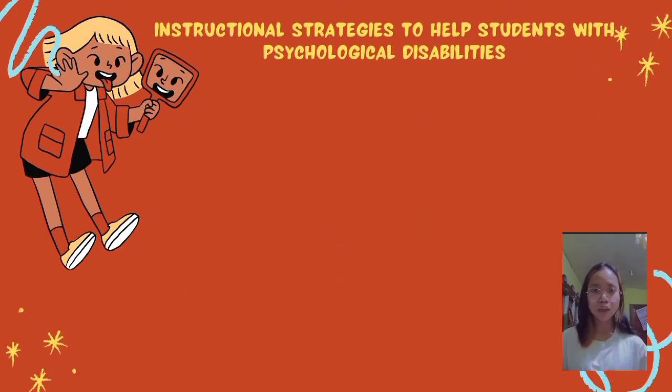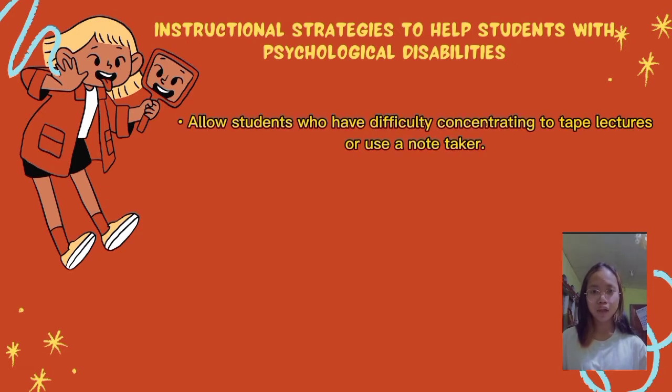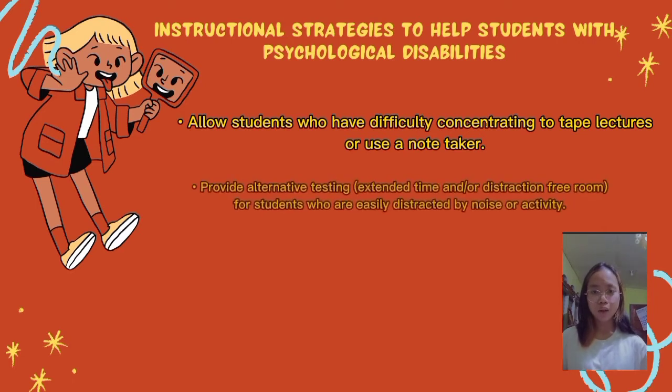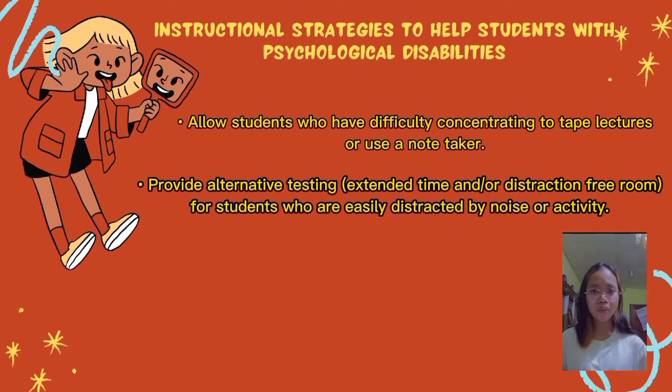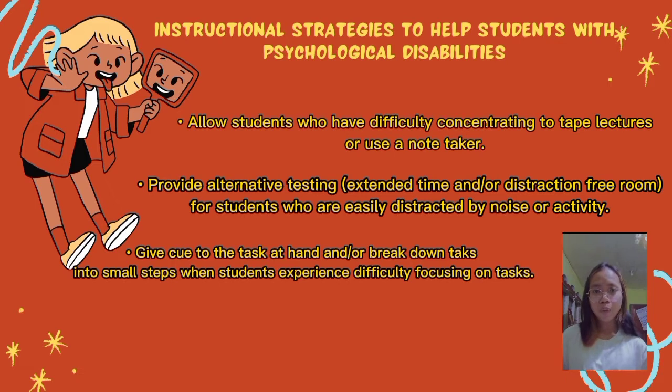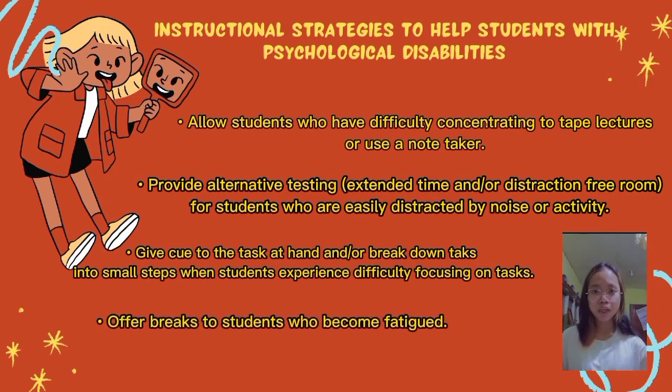Instructional strategies to help students with psychological disabilities are the following. Allow students who have difficulty concentrating to tape lectures or use a note taker. Provide alternative testing, extended time, and or a distraction-free room for students who are easily distracted by noise or activity. Give cues to the task at hand and or break down the task into small steps when students experience difficulty focusing on a task, and offer breaks to students who become fatigued.